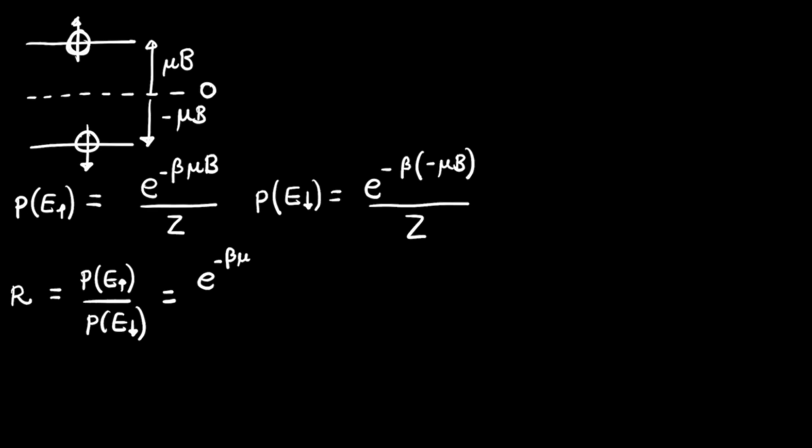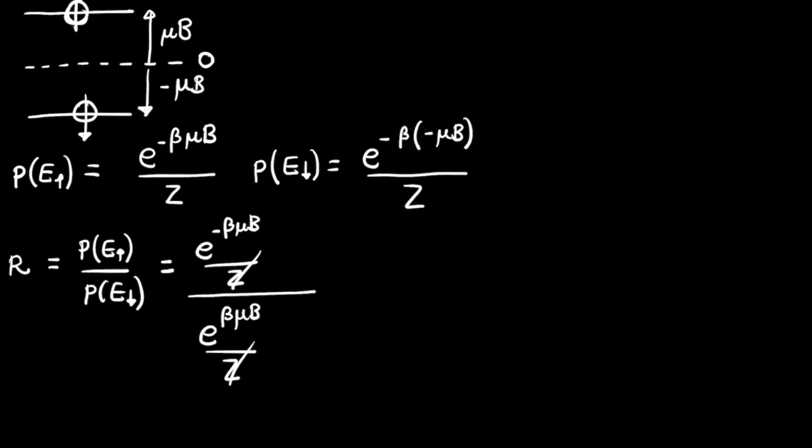So the probability of it being spin up is e to the minus beta mu b divided by z. And we're going to divide all of that by e to the, well, these two minus signs just cancel out, so it's going to be e to the beta mu b divided by z. And look what happens to these z's. They are the same z's. We're assuming that these are non-degenerate, so therefore these z's just simply cancel out.